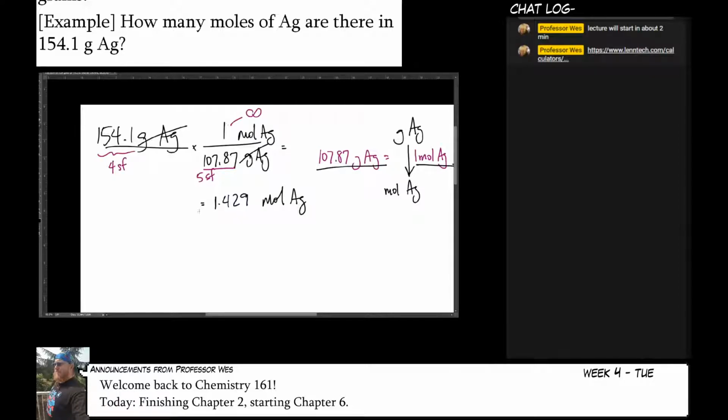Then we can consider sig figs. The lowest number of sig figs in these results is 4, so my answer should have 4 sig figs. Remember that whenever you see 1 somewhere, those 1s are infinite. In exactly 1 mole, there are approximately 107.87 grams.